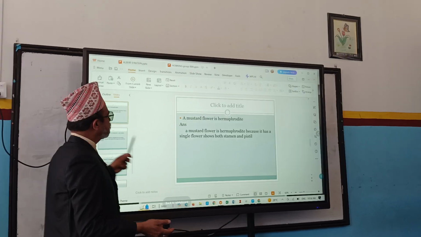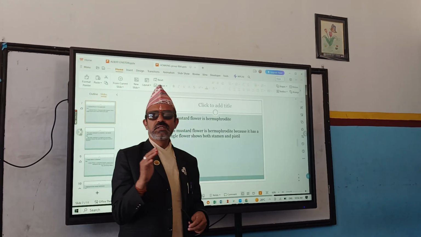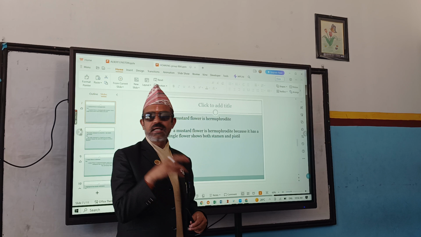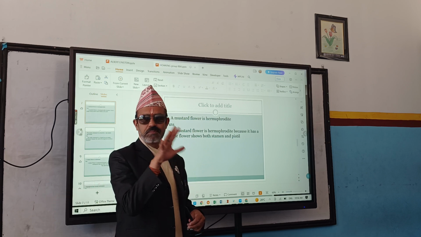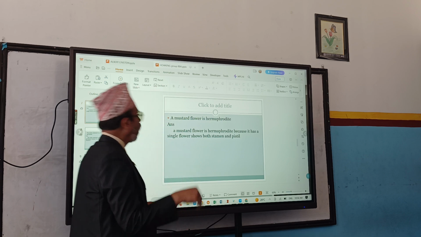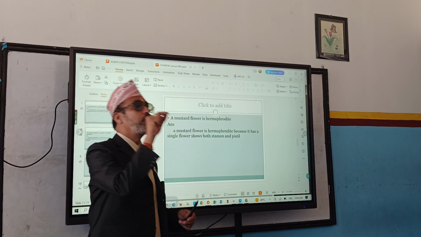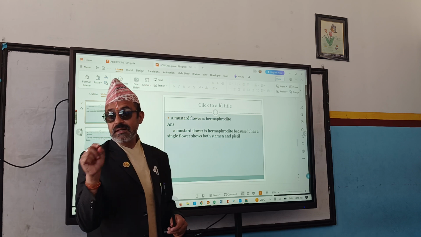A mustard flower is a hermaphrodite. Hermaphrodite means there is male organ as well as female organ. So mustard flower is bisexual because there is male part as well as female part. Or it can produce both male gamete and female gamete.